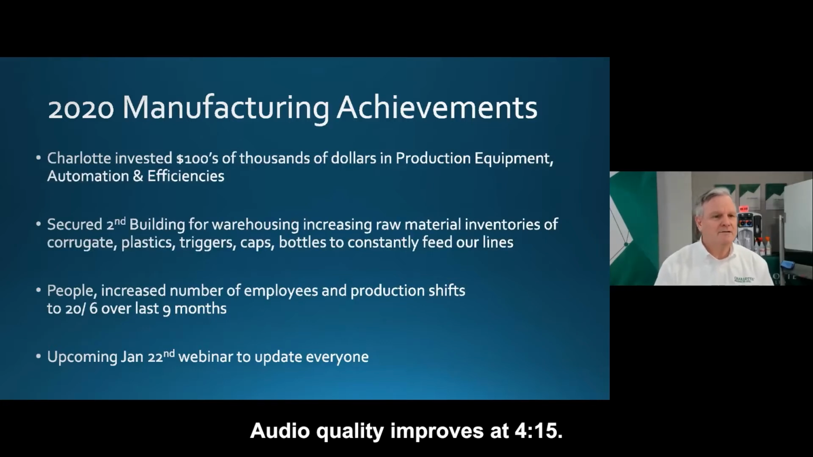I want to talk a little bit about some of our manufacturing achievements in 2020. Charlotte invested hundreds of thousands of dollars in production equipment, in automation and efficiencies, all for our customer, all for lowering the risk of an outbreak. We secured a second building for warehousing, increasing raw material inventories, all of those things that we had shortages of, and I'm not saying we're not going to have them again because we may, but corrugated plastics and triggers and caps and bottles, that allow us to constantly feed our lines. So a huge investment in securing a second building just for that.